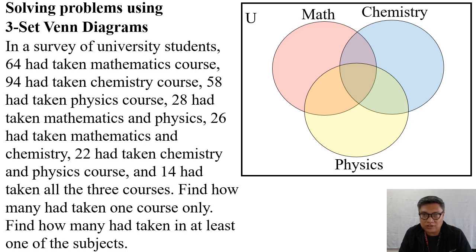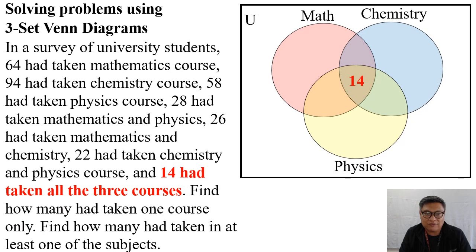So before we can answer these two questions, first we need to find out, okay, we don't have the total number of how many students were interviewed. However, what we have are only these numbers of students based on the number of subjects that they have taken. So we assume, class, that all of these students are part of these three sets. So first, we need to find out how many students had taken all the three subjects, and we need to highlight that. So we have 14. So 14 here had taken all the three courses.